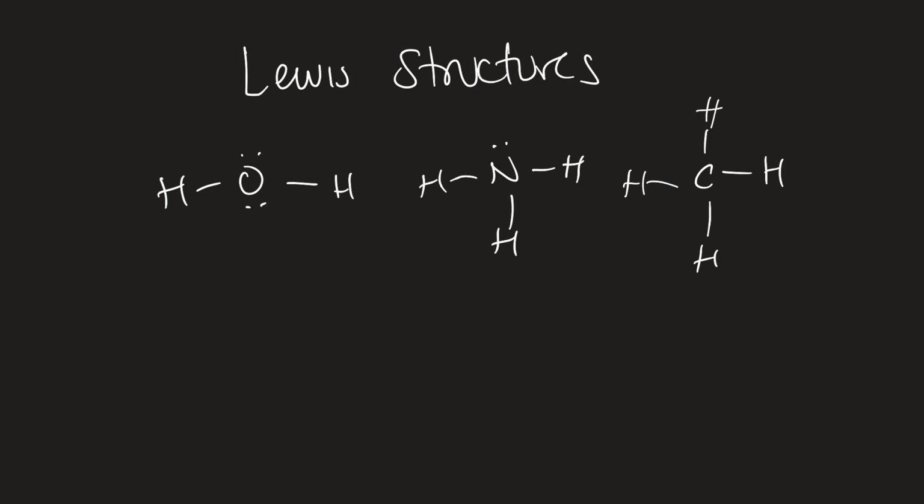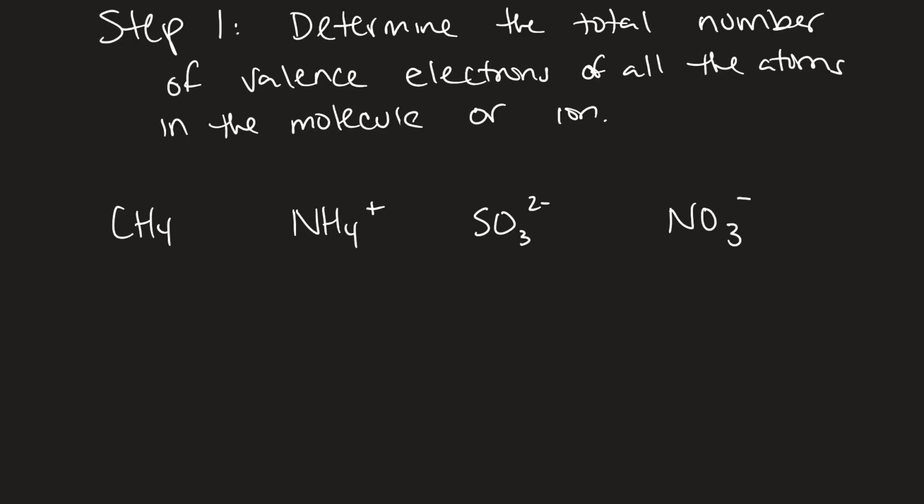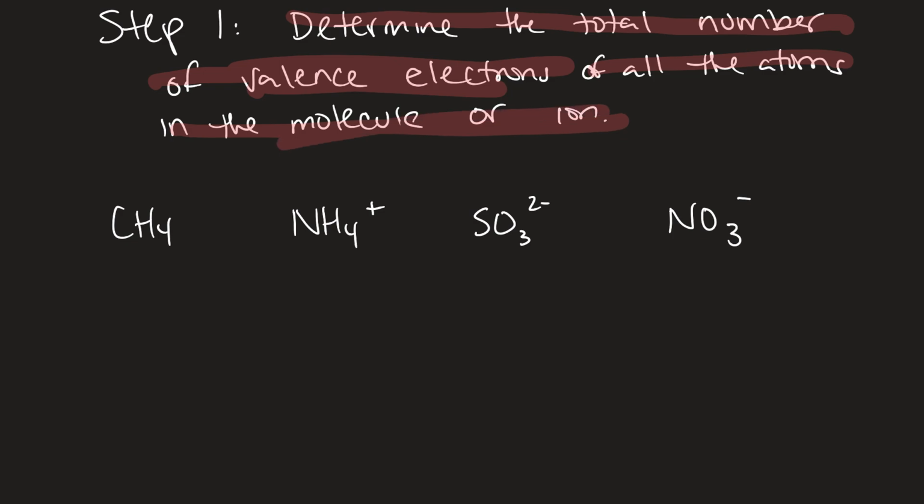So the question is, how do we draw Lewis structures? What's the thought process? What's the step process? That's what I'm going to show you in this video. Your very first step is to determine the total number of valence electrons of all the atoms in the molecule or the ion. This applies to covalent compounds, and polyatomic ions are bonded covalently anyways.